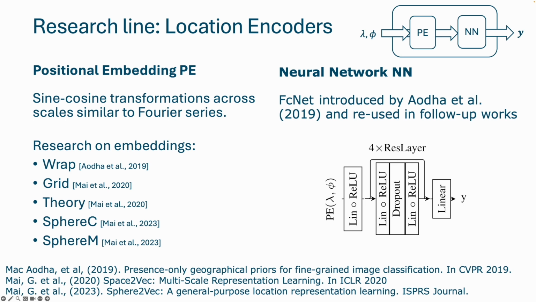What is very common is that Oisin Mac Aodha started this research line more or less with the GeoPrior paper. Most of the follow-up works use this FCNet that was proposed by him primarily, which is basically a ReLU network with some skip connections, and that works reasonably well. Most of the follow-up works proposing grids, Sphere2Vec, etc., were basically using this neural network as is. But let's stay on the positional embedding and follow this research line of different positional embeddings.